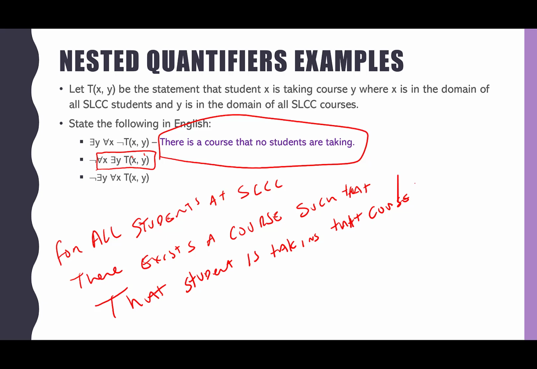Do you agree with that statement if I leave off the negation? For all students at SLIC, there exists a course such that that student is taking that course. Do you agree with that statement, again ignoring the negation? Do you agree that that's what this squared box right here is saying?